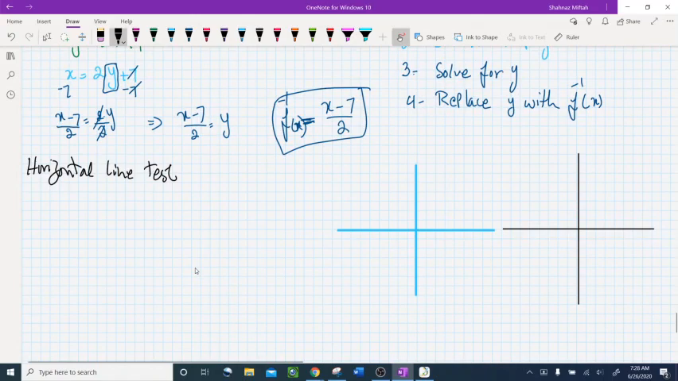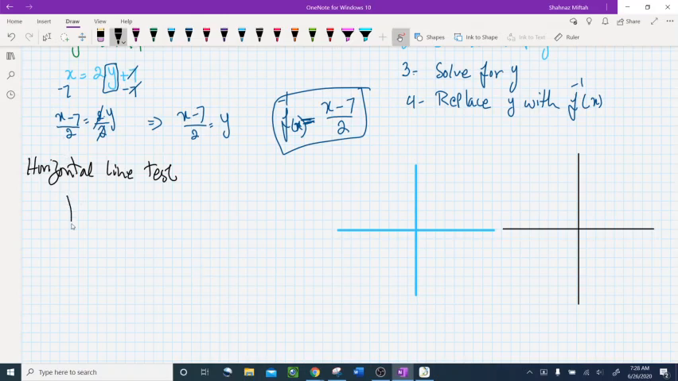So if they give me a graph, then how would I figure out if we have an inverse or not? So the horizontal line test means if a horizontal line intersects the graph of the function f at more than one point, then it has no inverse. A function has an inverse if there is no horizontal line that intersects the graph of the function f at more than one point.